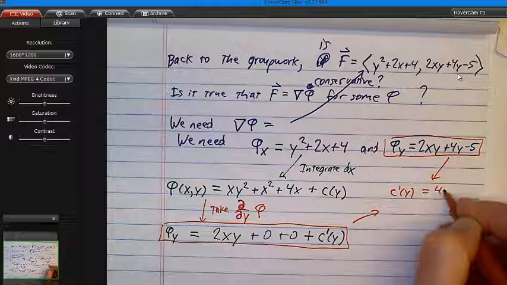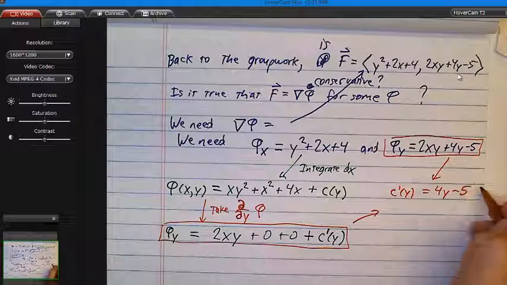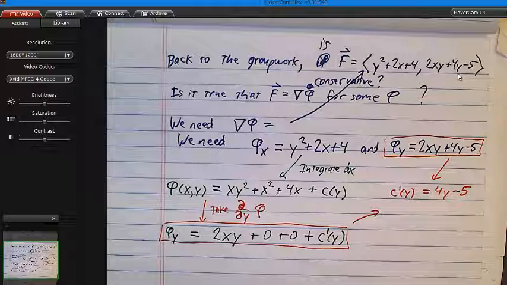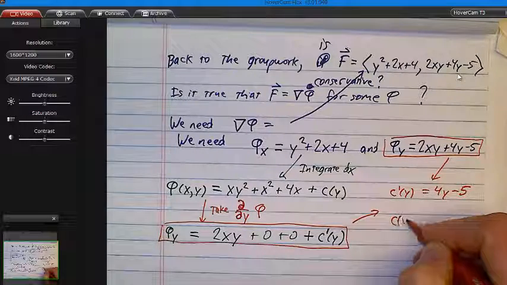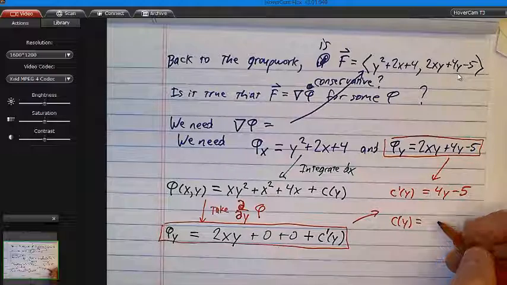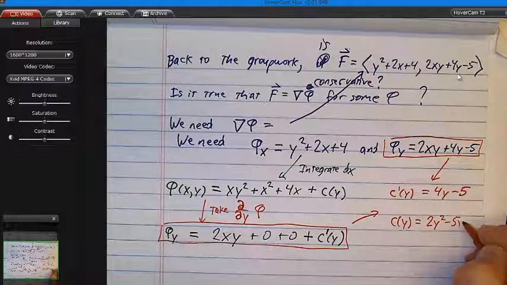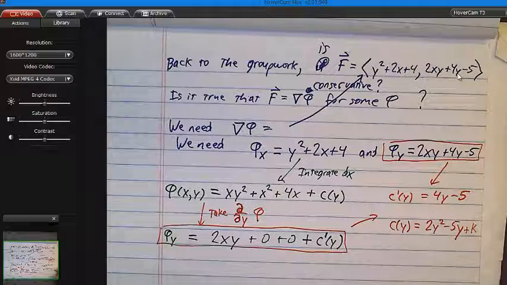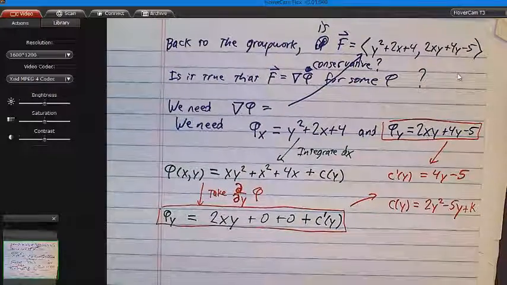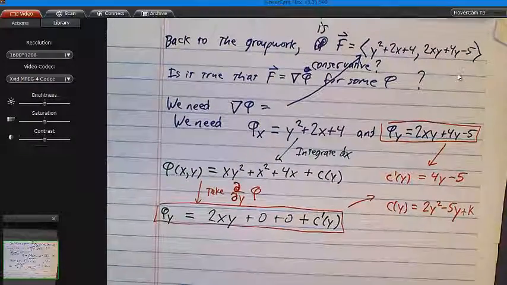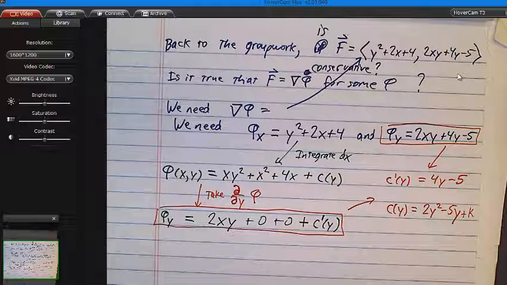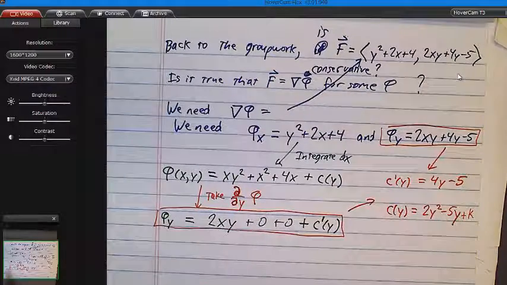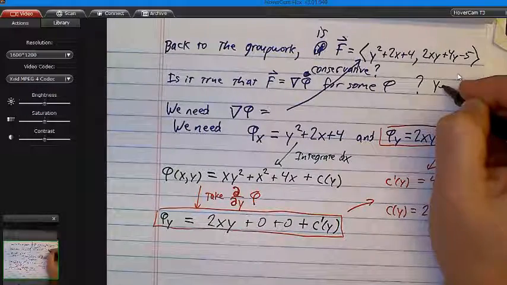That's right. If C prime of y equals 4y minus 5, you can compute what C of y is, right? How? With respect to y. So C of y must equal 2y squared minus 5y, plus a constant, right? So the final answer, then, is it true that f is the gradient function for some phi? I guess the answer is yes.